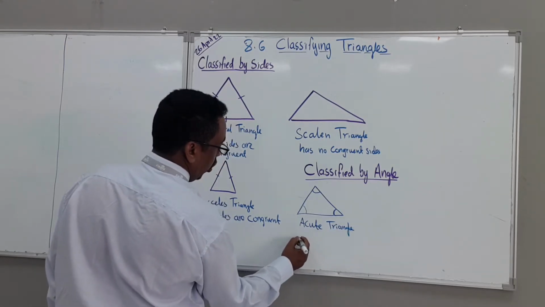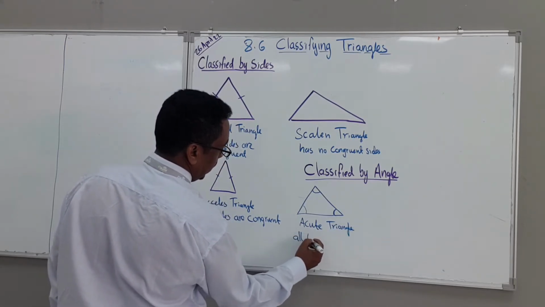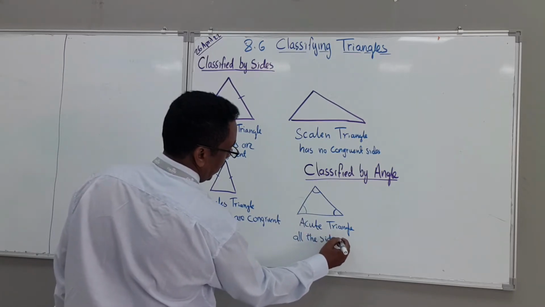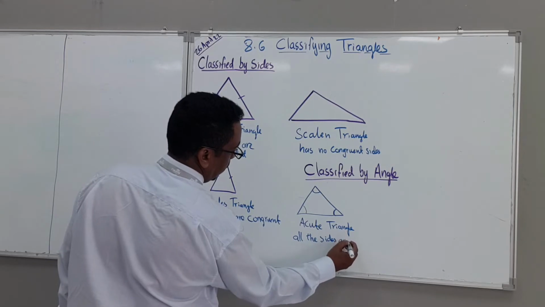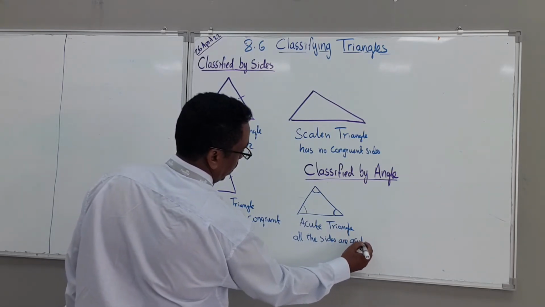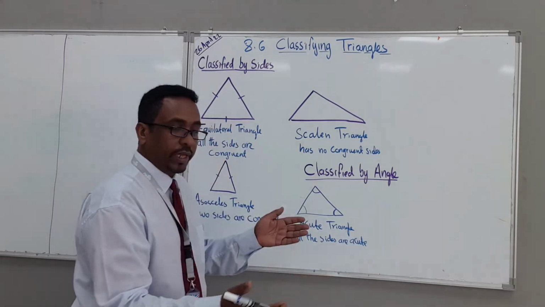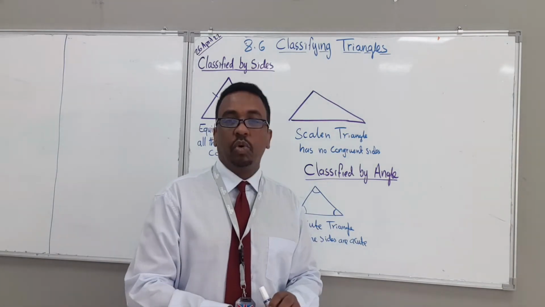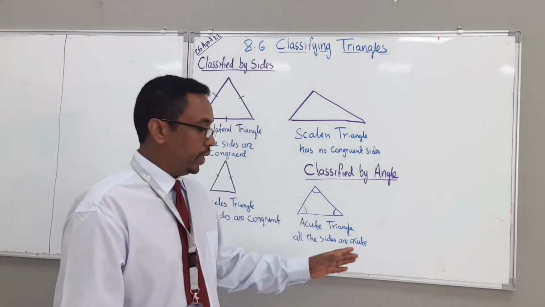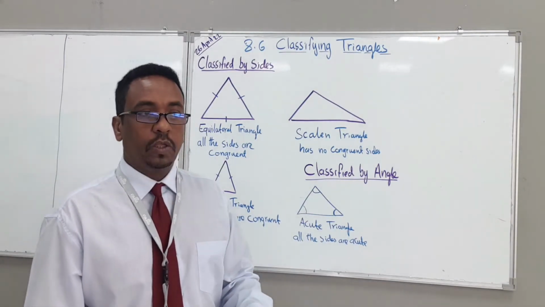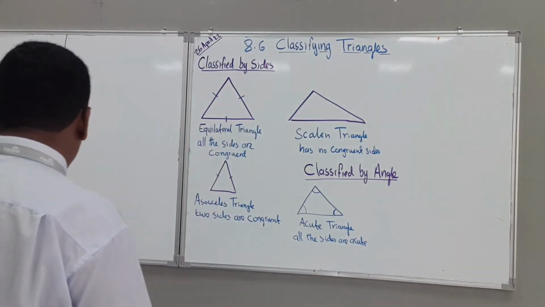So that means all the sides are, of course, acute. Okay, what is acute? Acute is the angle which is less than 90 degrees. It's more than 0, but less than 90 degrees. Does that make sense, boys? Yes. Good. Okay. So let's have a look at the next one.